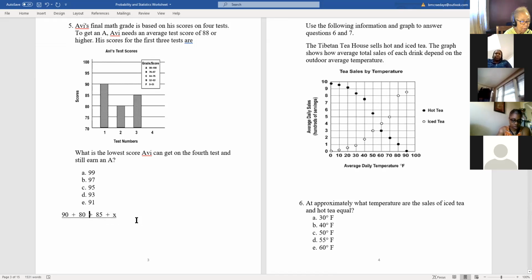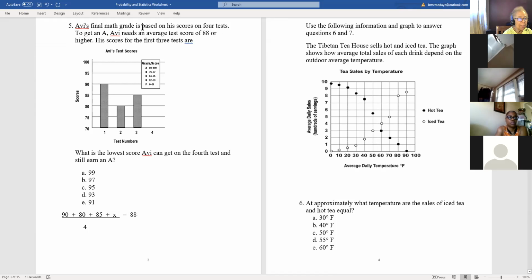All right, let's just put this here. And what do we want to get when we divide this by 4? What average, Vanessa? What average do we want to get here? We want to get an average score of 88, right? Everybody follow?